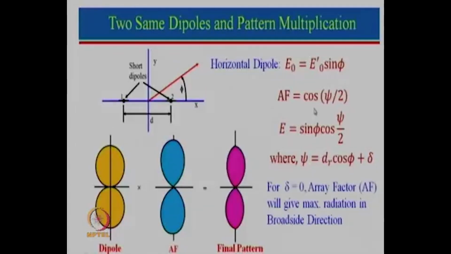The array factor as before is nothing but cos psi by 2. So what will be the total radiation pattern? It will be the multiplication of these two. So that is the total field, and what is psi? Psi is over here, and since it is broadside, delta is equal to 0. Now we need to multiply these two. Here 1 multiplied by 1 will be equal to 1. Let us say if this is 0.7 here, and this is also approximately 0.7, then 0.7 multiplied by 0.7 will be 0.49, which will make it much narrower.